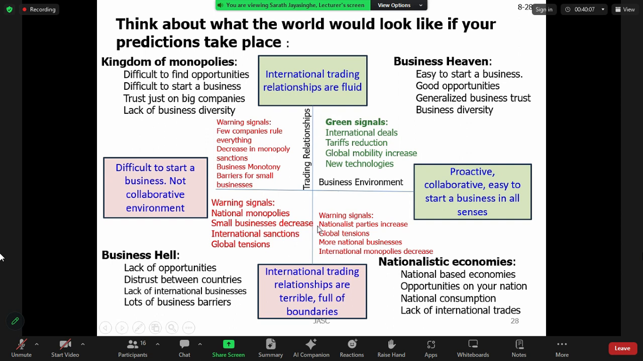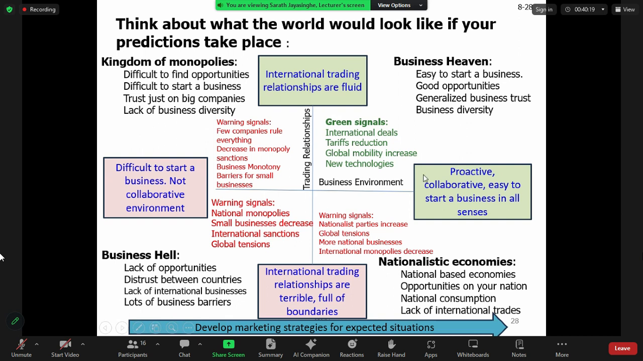Then if these are the scenarios, based on each scenario, you can think about strategies. Then you can develop marketing strategies for the expected situation. If these things happen, you can think about some strategies. Likewise, depending on this scenario analysis, you can develop your own marketing strategies for your organization and your businesses.